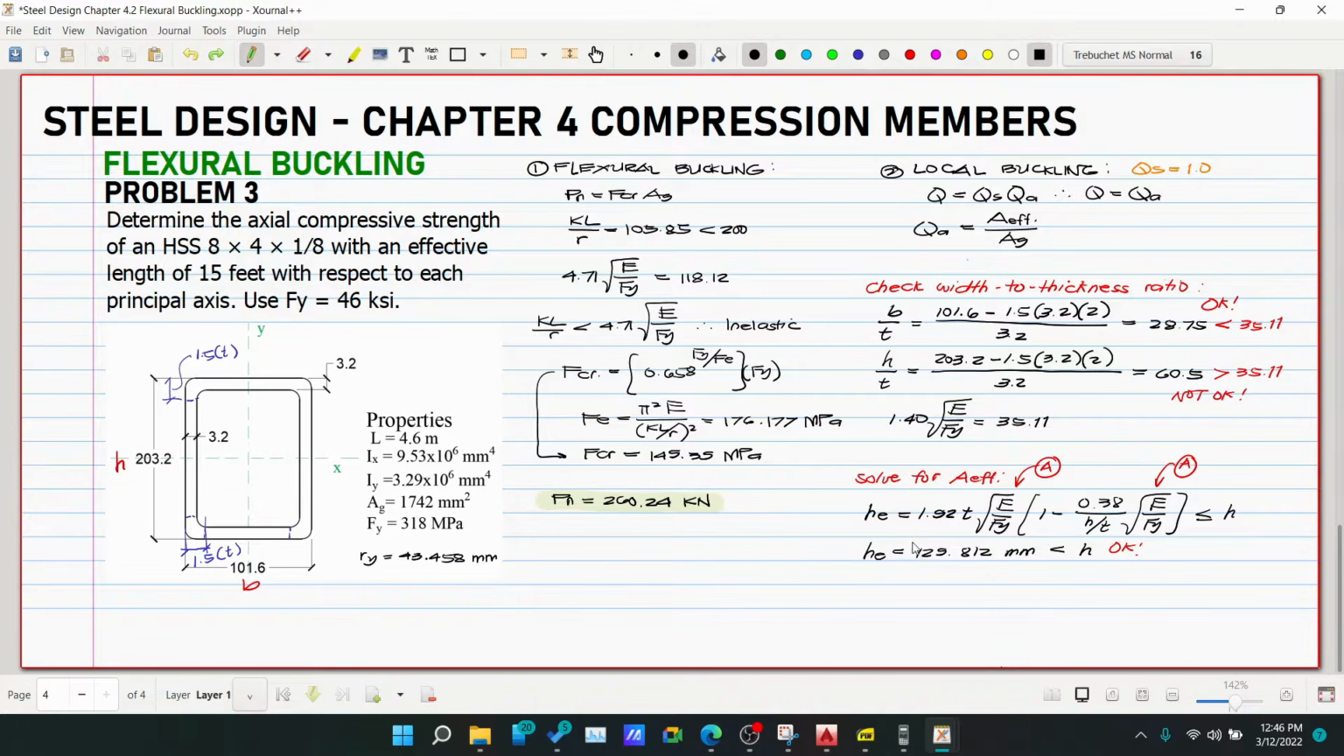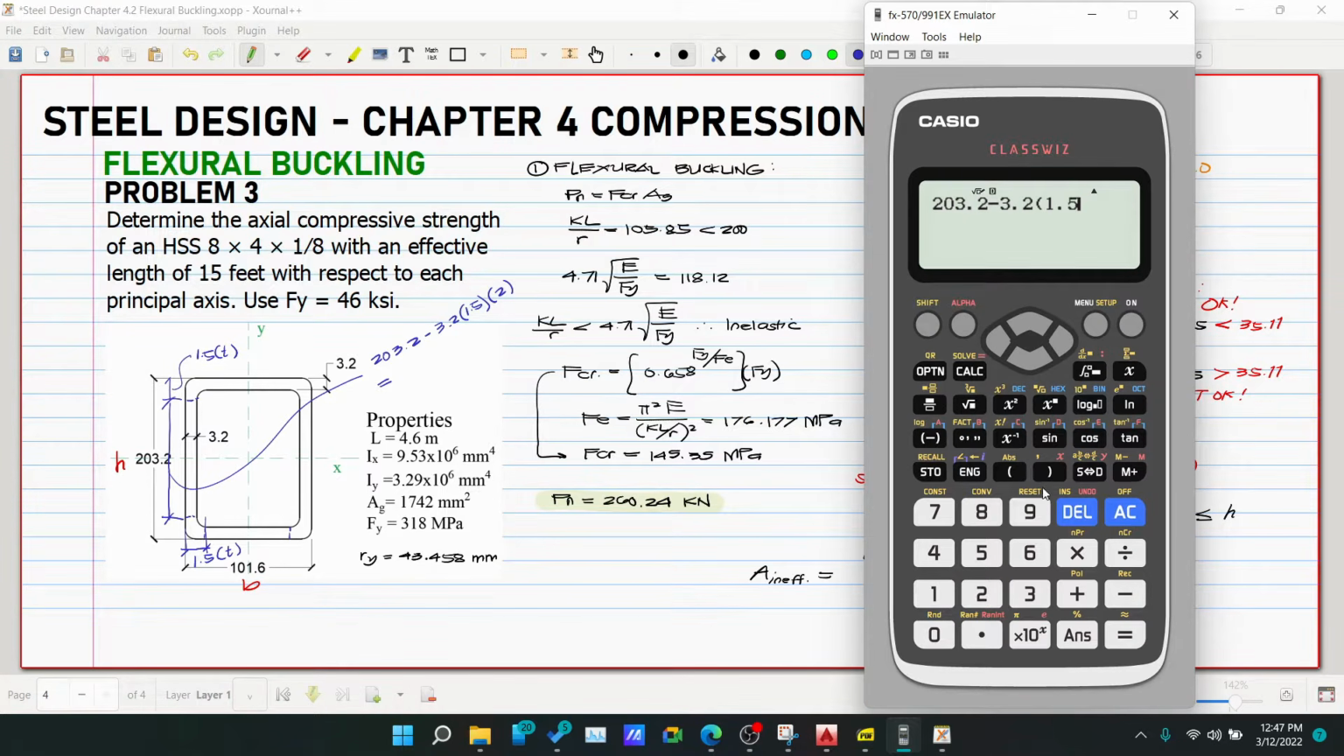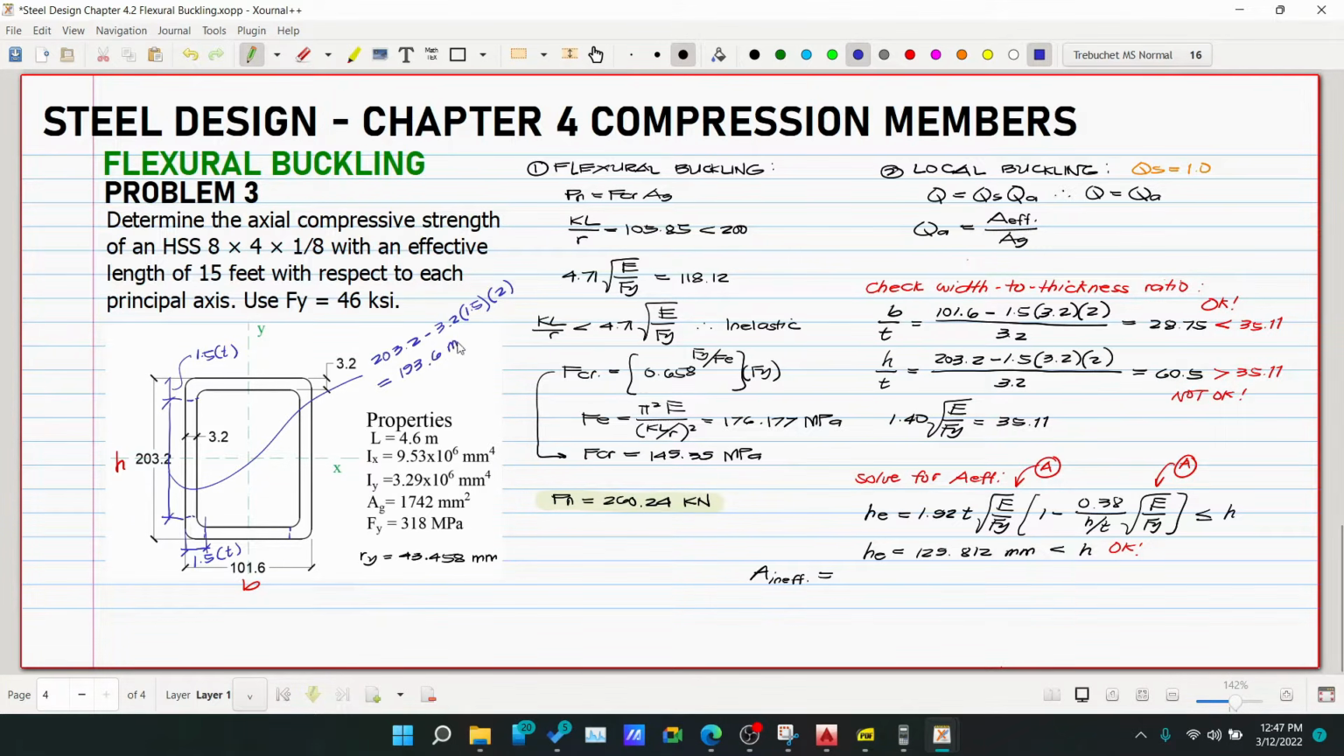So makukuha natin yan if ibabawas natin sa ating total area yung ineffective na area. Okay? So, paano natin makukuha yung ineffective area? Paano ba natin i-label yun? Siguro ineffective is equivalent to H, yung 203.2. Sorry, pero ang kailangan natin kunin is this, equivalent to 203.2 minus 3.2 multiplied by 1.5, then multiplied by 2. So, 203.2 minus 3.2 multiplied by 1.5 multiplied by 2, so 193.6 millimeters. Yun yung gagamitin natin.